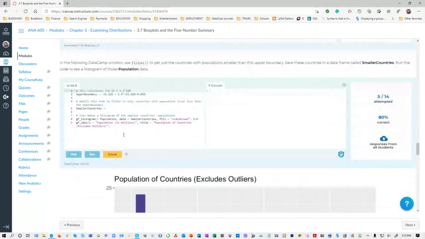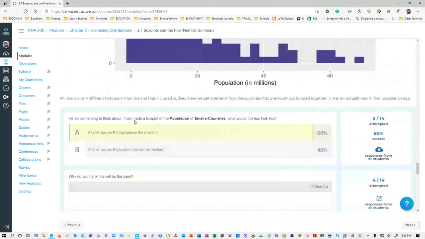See, this one we did. Now in the following code, use filter to get the countries with a population smaller than the upper boundary. Save this into a data frame called small countries. See, upper boundary. How do you get the upper boundary? You go to Q3 plus 1.5 times (Q3 minus Q1). Now you assign this to a variable called upper bound. And then you're going to do the filter, to get those countries larger than that.